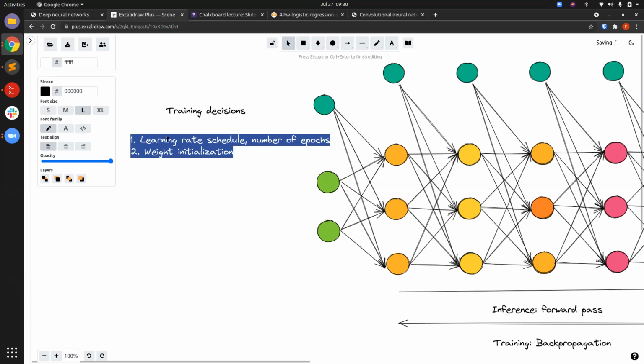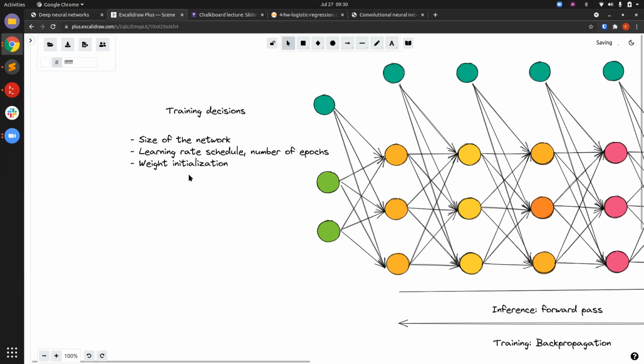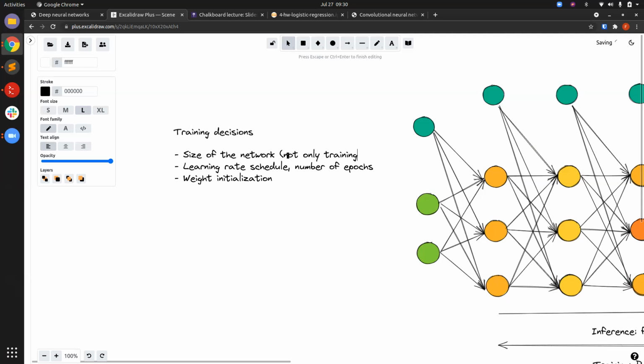So size of the network. Size of the network is not only related to training, it also determines the capacity of the network, so how complicated a function it can learn. But it's definitely also related to training. All right, what other decisions do we need to make?